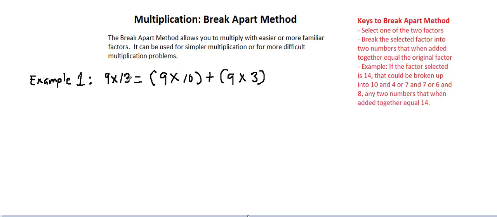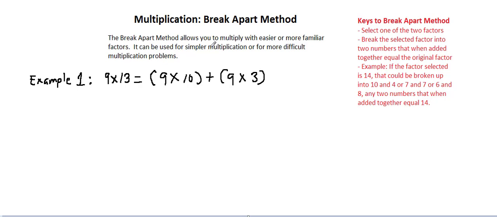Okay, so I broke 13 into 10 and 3. And notice the 9 stayed the same. I only broke apart the 13. And here's an example of, like, if you wanted to break apart 14, it could be broken into 10 and 4, 7 and 7, 6 and 8. Any numbers that added together would equal 14 in that case.